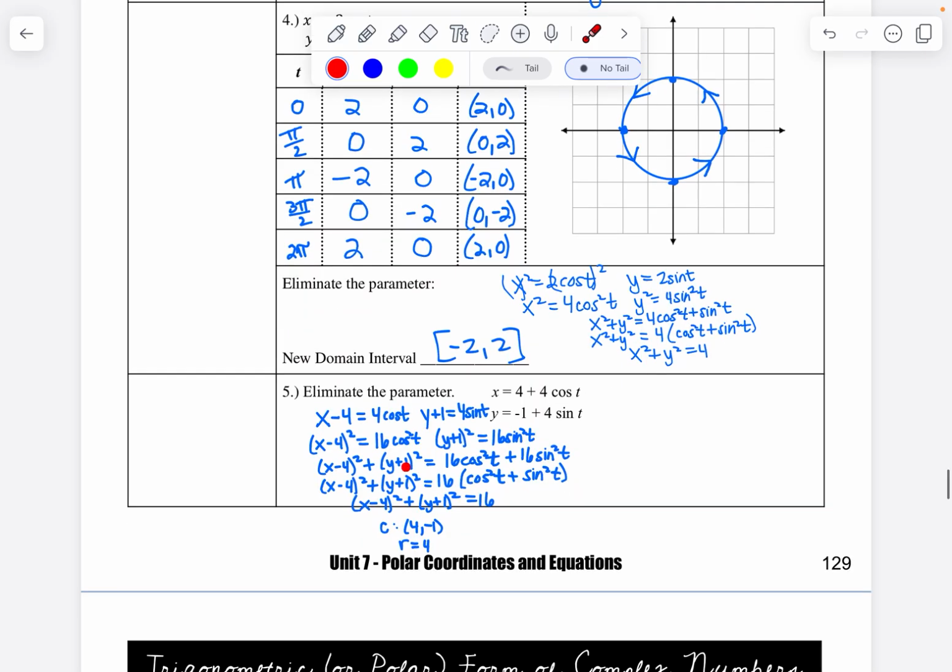So we'll add the left sides together on one side of the equals, and add the right sides of the equations together on the other side of the equals. Take out a GCF, use the Pythagorean identity to realize this is just 1. So 16 times 1 just gives us 16. And there's our equation without the parameter.